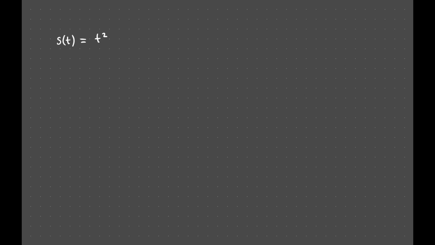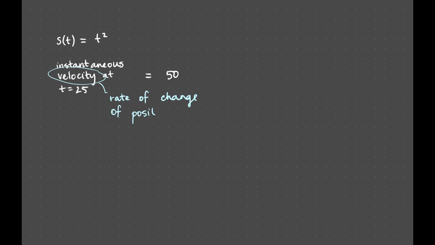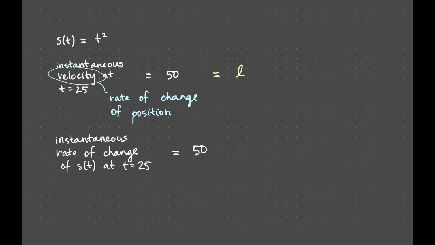In a previous video, we computed the instantaneous velocity at time t equals 25 of a car traveling with position function s of t equals t squared. Because velocity is the rate of change of position, we might also say that we computed the instantaneous rate of change of the function s at the time t equals 25. The way we computed this instantaneous velocity was by taking the limit of velocities near t equals 25, where the change in time was tending to 0.